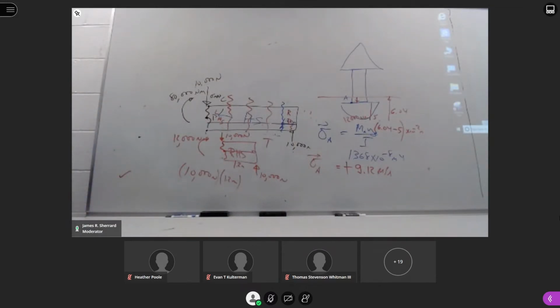Any questions on the quiz? Everybody think they're getting the hang of cantilever beams? It's sort of the same old thing. It's drawing a free body diagram and then looking to see what you have.